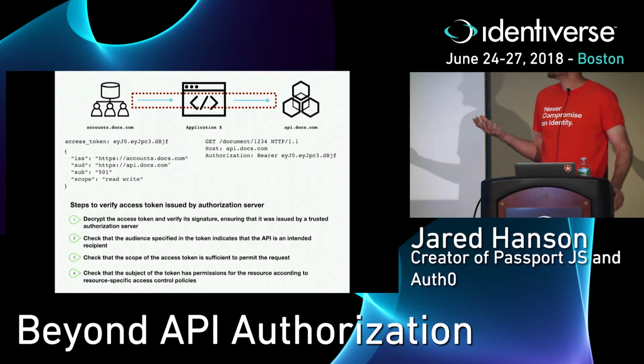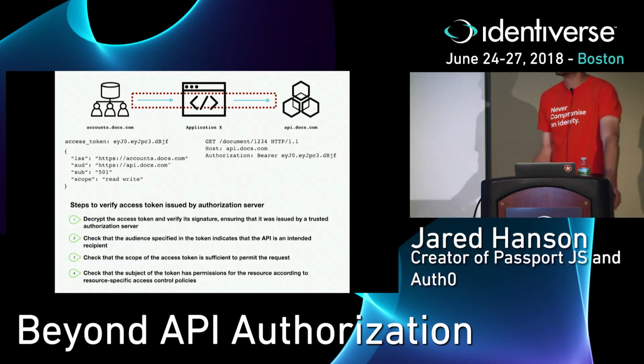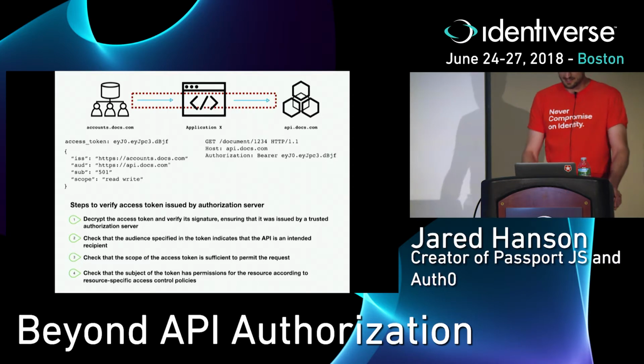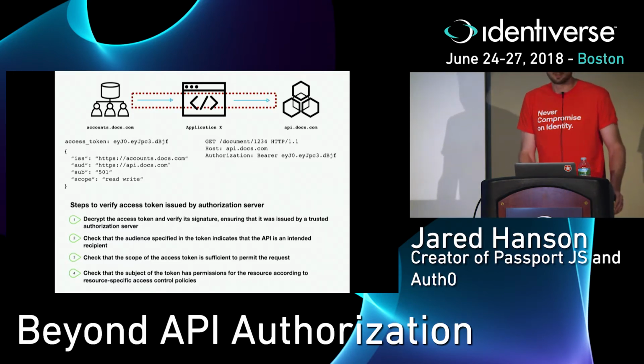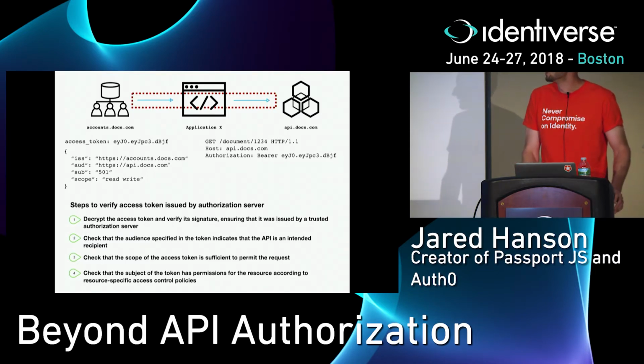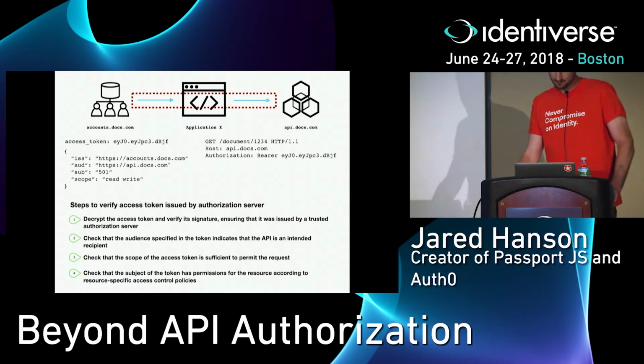When the API receives this access token, it needs to take a number of steps in order to verify it and allow access. First, it needs to decrypt the token and verify any signature that's present on it, and ensure that that token was issued by something that it trusts. So in this case, api.docs.com trusts accounts.docs.com. Then it checks the audience to make sure it's actually the intended recipient of that access token. So this checks out that api.docs.com has received the token with that audience value.